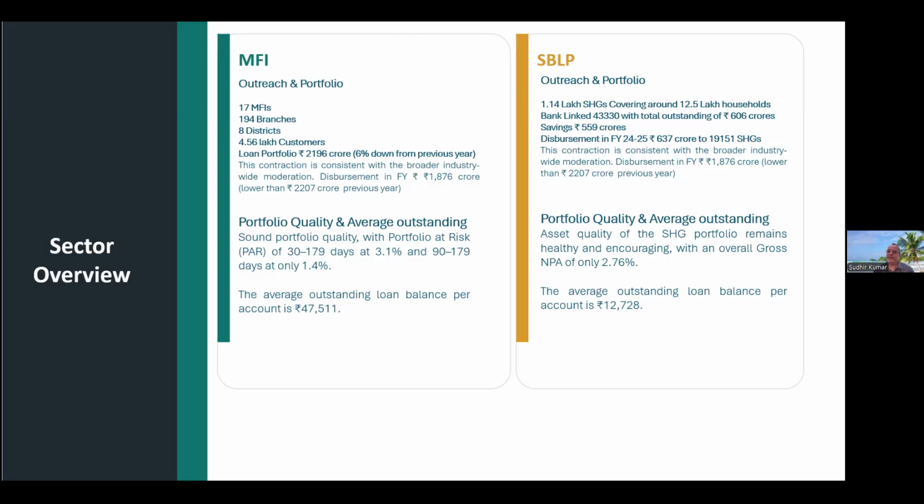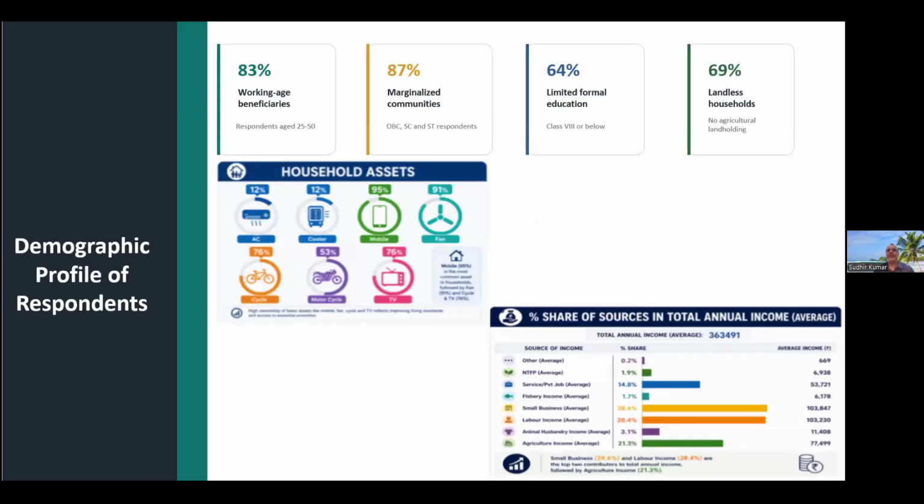Okay, please carry on, Krishna ji. So this is basically the demographic profile. Largely working age beneficiaries; we have interacted largely with the 25 to 40, 50 age group. They are working, and largely marginalized: OBC, SC, and ST components make up 87%. Very limited formal education. And landless is quite a bit of the portfolio, which was surprising. Tripura is known for pineapple, rubber, and other crops, but still the microfinance clients were reported 69% landless.